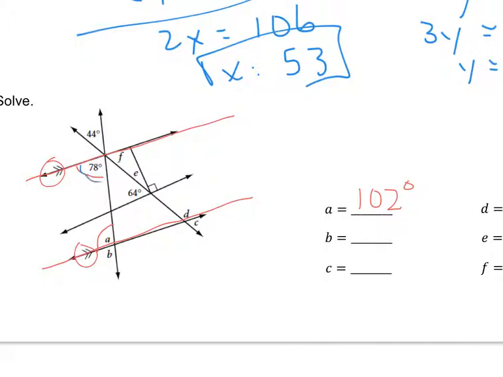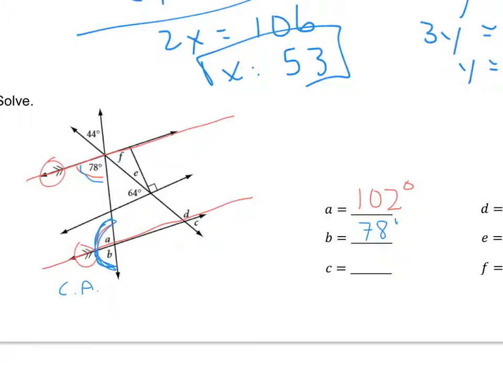Likewise, if we compare the 78 we have to B, we would call those corresponding angles. And we said anytime there's parallels with a transversal slicing through, those must be congruent. Simple answer for B is simply 78 degrees. You could have also used the fact that A and B together form a linear pair, and therefore those two must be supplementary. Okay, continuing.